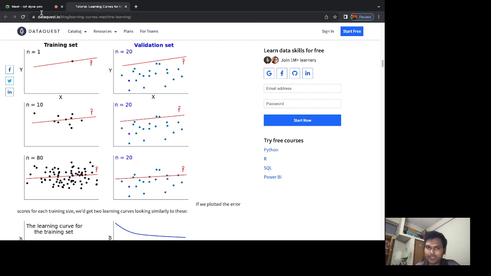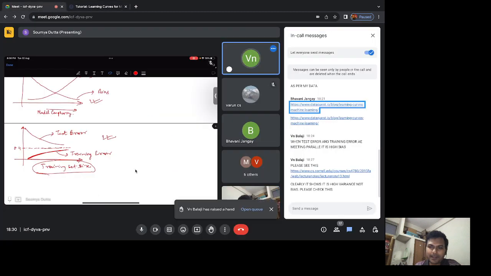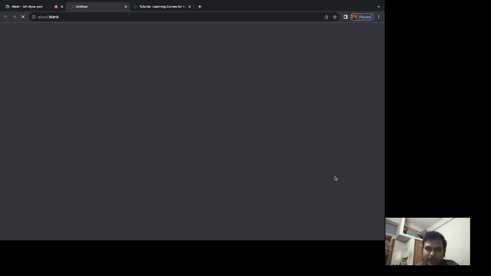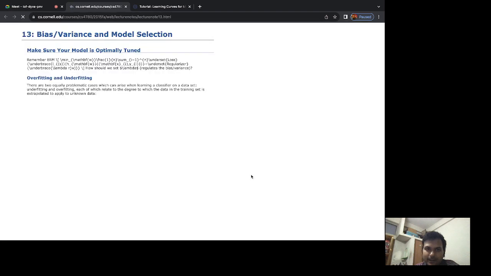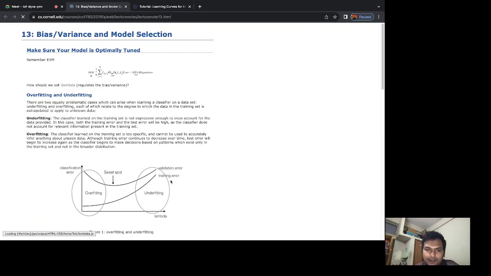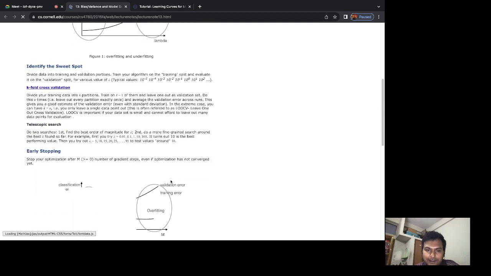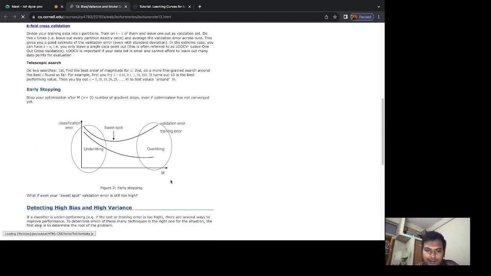Okay, sir. Soumya sir, this is Balaji again. On question 5, week 1, I have given one link from Cornell University. In that, if you go to the second or third page, he gives the diagram of how the training set increases, where exactly the variance is, where exactly the bias is.